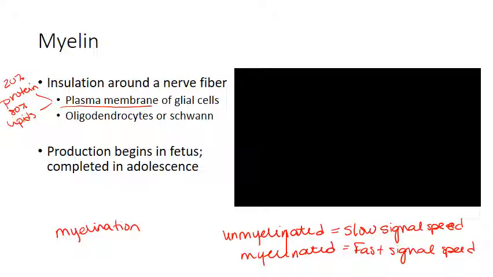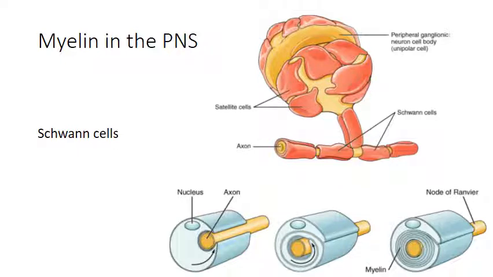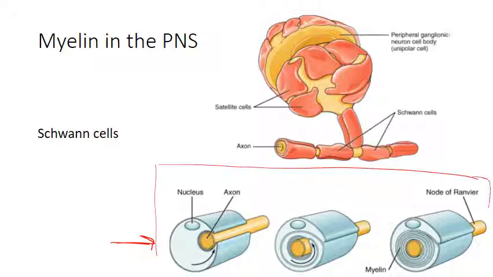So we're going to go back now and look at the myelin in the peripheral nervous system and compare that to myelin in the central nervous system. Here we are back in the peripheral nervous system, and we're going to pay most attention to this bottom box here. This shows us mostly what's going on. In the peripheral nervous system, again, we have our Schwann cells. They spiral around one nerve fiber.